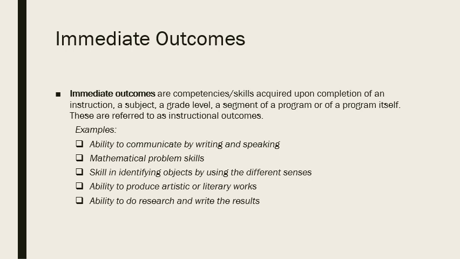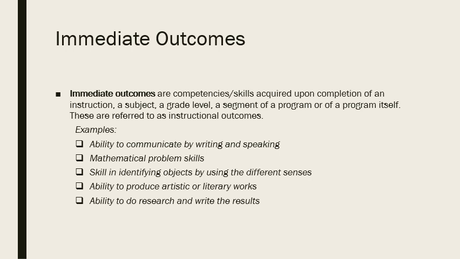So, example, ability to communicate by writing and speaking. After, let's say, taking the subject communication, then that's what you can do. You will be able to communicate through writing or speaking. Let's say, speaking on a telephone, speaking in front of a crowd. So those are examples of immediate outcomes.